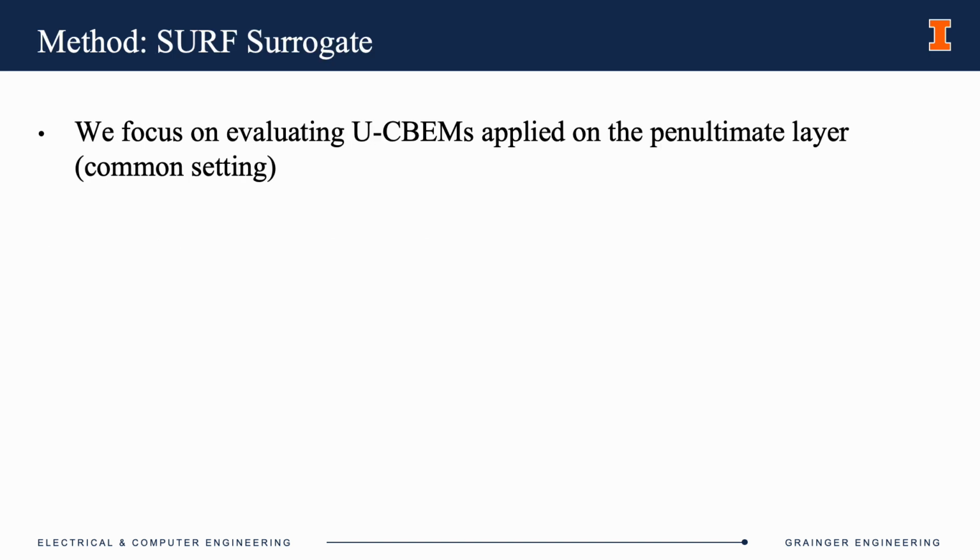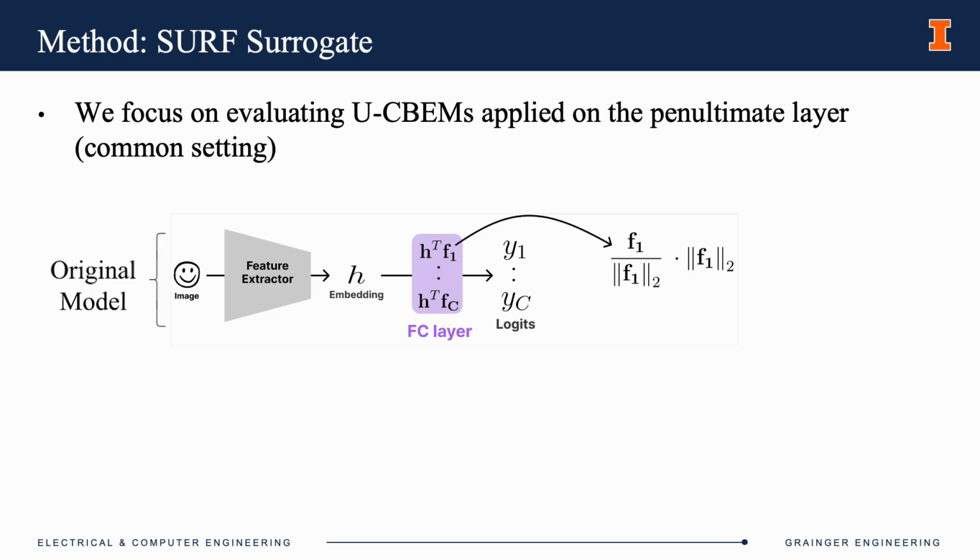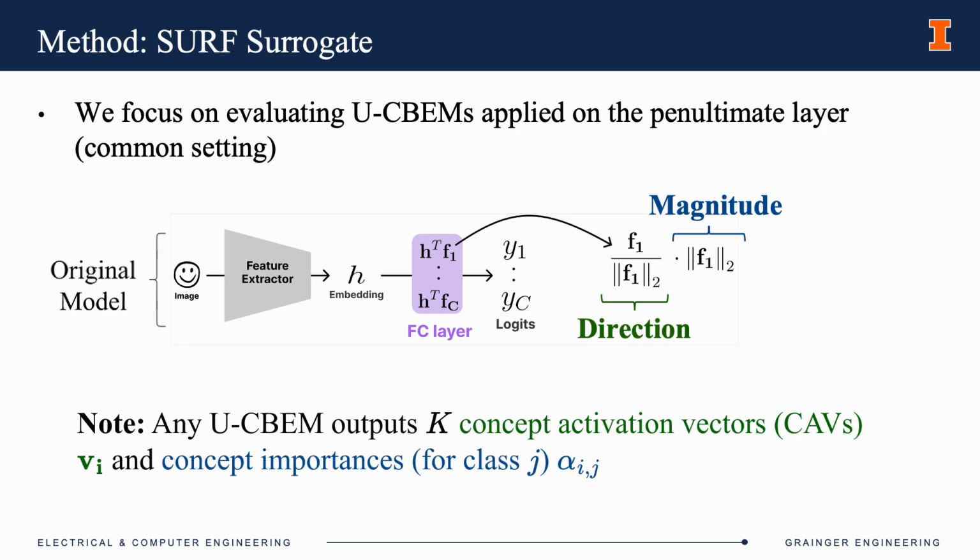SURF has two parts, the surrogate and the metrics. We start with the surrogate. A vision model for object classification typically has a feature extractor to obtain embeddings H, which go through an FC layer to obtain the logits. Each classification vector in the FC layer can be decomposed into a direction and a magnitude. Notice that any U-CBEM outputs k concept activation vectors, which are analogous to our directions, and their class-wise concept importances, which can be interpreted as magnitudes.